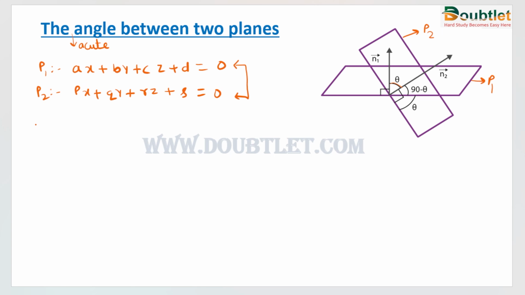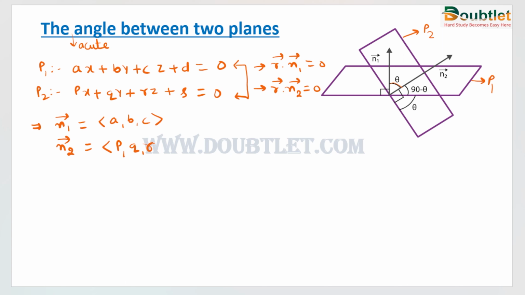We know that the general equation of a plane can be written as r vector dot n1 vector is equal to 0, and we can write the other plane as r vector dot n2 vector is equal to 0. From this equation, the normal n1 vector is given by the coefficients of x, y and z. So these represent normal vector 1. For the normal vector to the second plane, the coefficients of x, y, z are p, q and r. So here we have derived the normal vectors to both the planes.